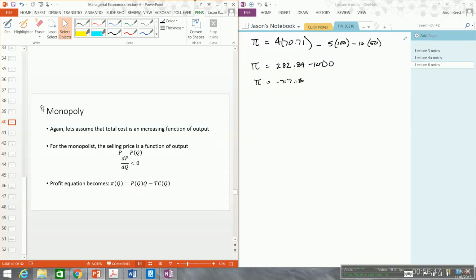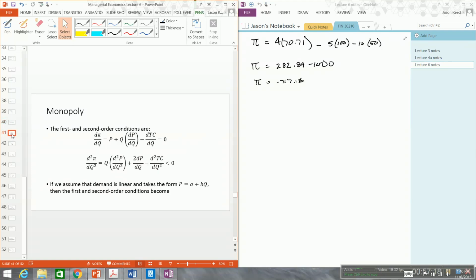And so now we switch gears to a different industry, and the industry here is monopolies. So again, let's assume that total cost is an increasing function of output. So for the monopolist, the selling price is a function of output. So now we're creating a demand curve here. So P is equal to P of Q, means that we have prices in terms of quantity. That's our demand curve. So now profit equation becomes pi of Q is equal to P of Q times Q minus total cost, which is a function of Q. So now everything's still a function of Q.